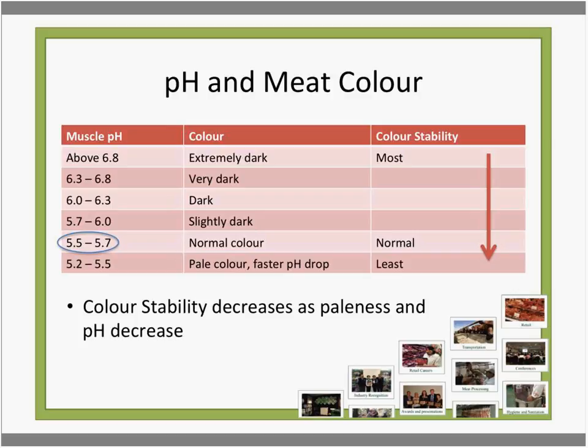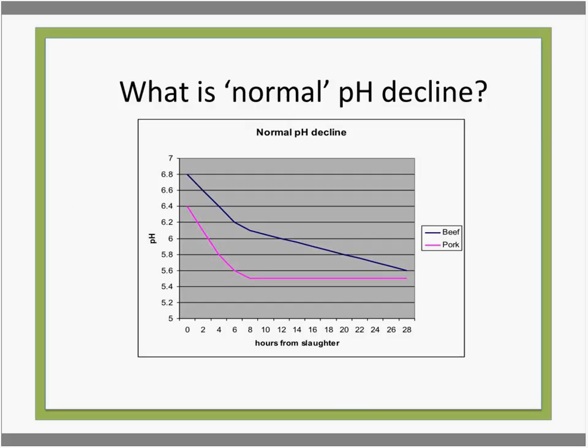So this allows us to have that normal meat colour and a normal within the colour spectrum. We've worked out what a normal pH is. We know what a normal pH decline is, so that during the slaughter process we get to a normal pH.